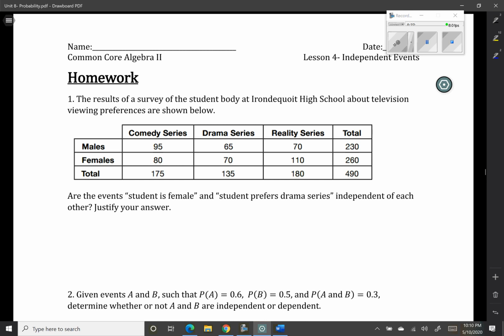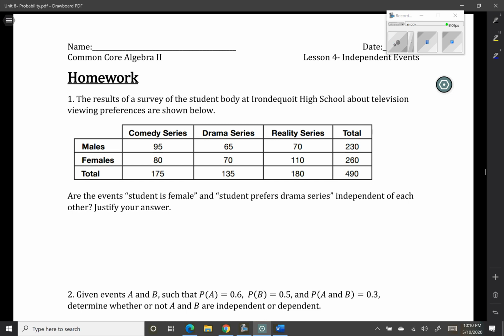So let's take a look at this first question. It gives us this two-way table of males versus females and whether or not they like comedies, dramas, or reality show TV on television. Before even answering this question, you can probably guess that these are going to be dependent events. They're not going to be independent.